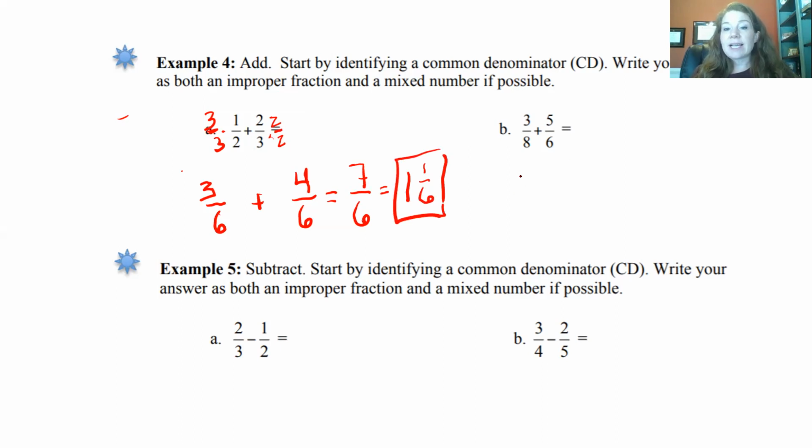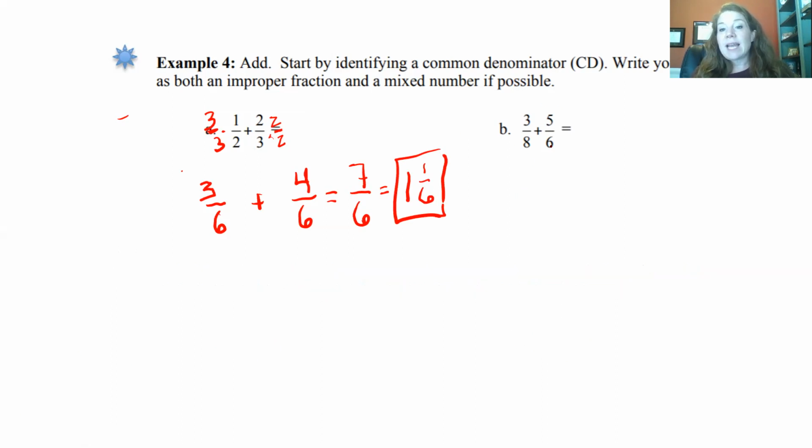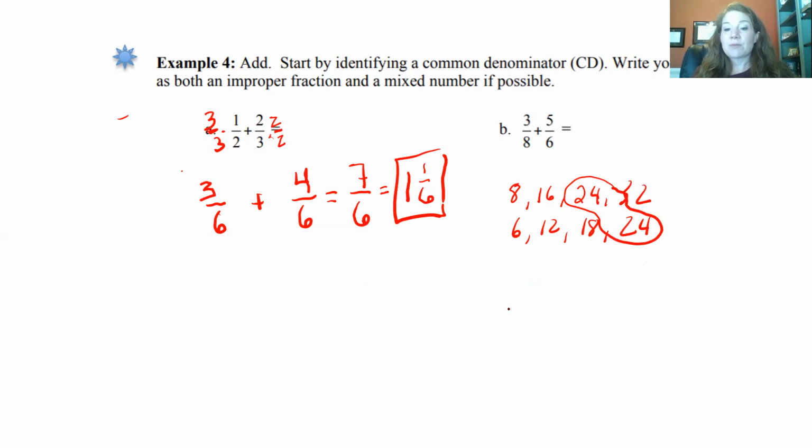Letter B, like I said, we can get common denominators by multiplying 8 and 6 and using 48. However, if we list the multiples of 8 and 6, we will see that our least common multiple is 24. So that's what I want to use, 24.